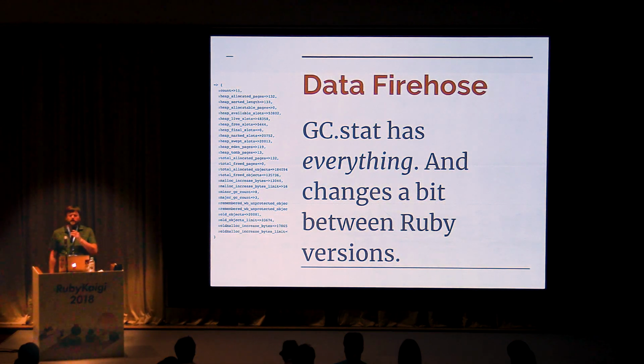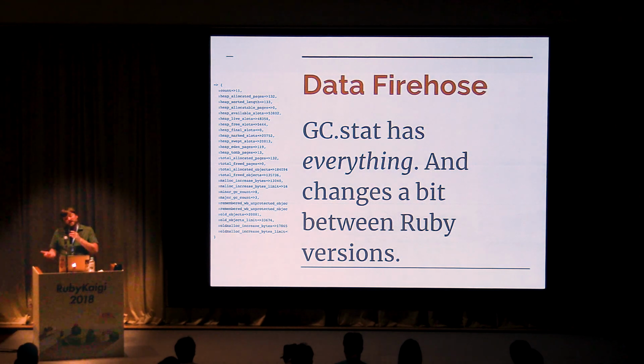gc.stat has a lot of everything about your memory configuration. It can be hard to read just because there's so much there. That thing on the left is a little bit outdated. That's from Ruby 2.3. The current one has a few extra fields. It just keeps getting bigger. But obviously there's a lot there, and sometimes it's interesting.